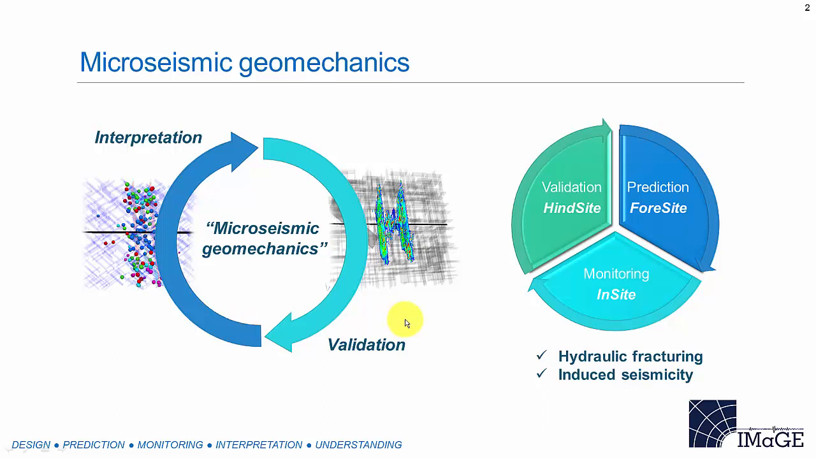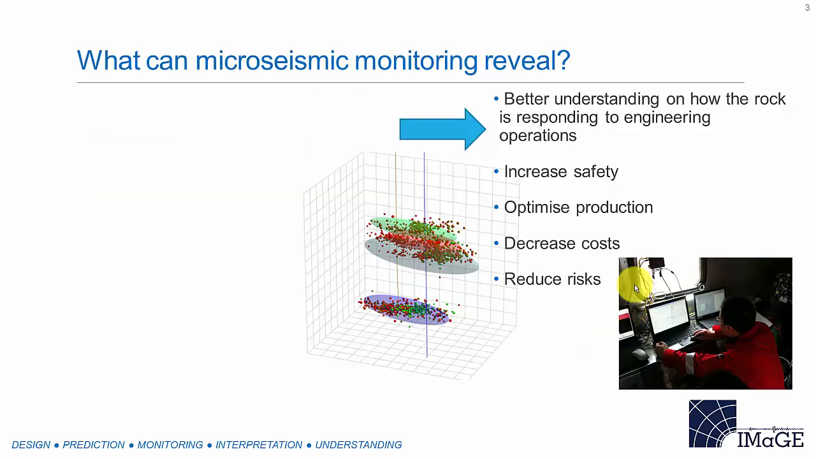At Itasca, we provide solutions to hydraulic fracturing and induced seismicity in 3 packages: Foresight for prediction, InSite for monitoring, and Hindsight for validation. This presentation is about InSite, so in the following slides I'll introduce how InSite can help you process microseismic data or provide you a third opinion in addition to your original contractor. I think we're all on the same page, so I'll go over these slides very quickly.